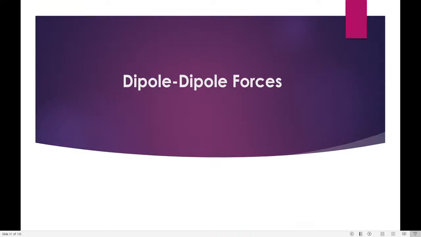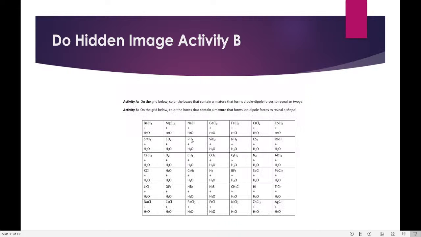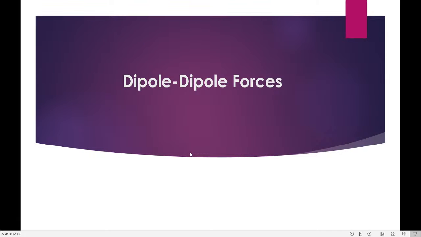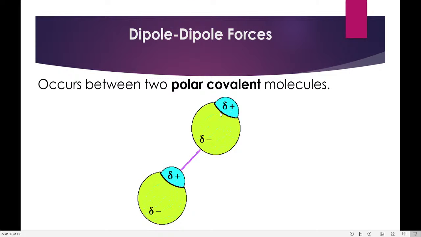We are ready to talk about the second type of force. Guys, when we were doing this chart, remember I said PH3 and H2O cannot form an ion dipole, but they do form some kind of force, and that force is called a dipole-dipole. Okay, so dipole-dipole is the new force we're going to learn about. What is a dipole-dipole force? It's a force that happens between two polar covalent molecules.